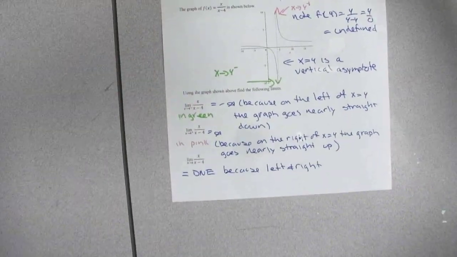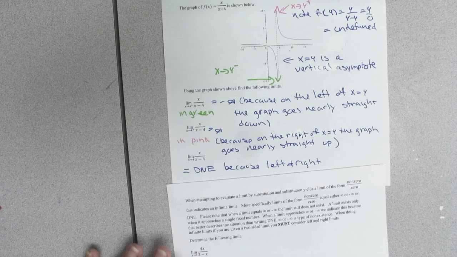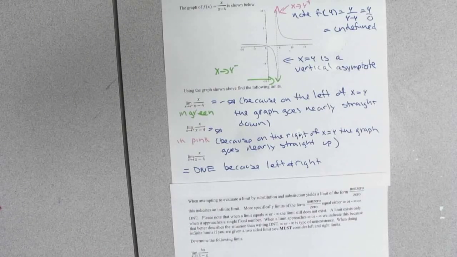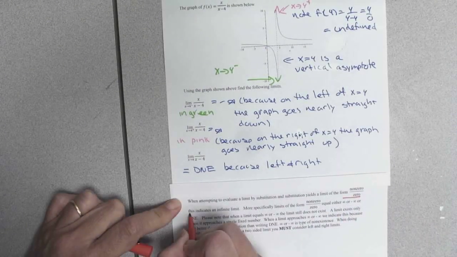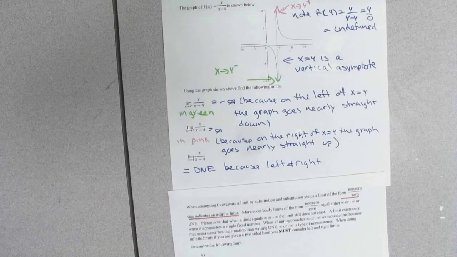And that is all summarized on the next page, where it says when attempting to evaluate a limit by substitution, and substitution yields the form non-zero over zero, that indicates an infinite limit. More specifically, limits of the form non-zero over zero equal either infinity or negative infinity or does not exist.